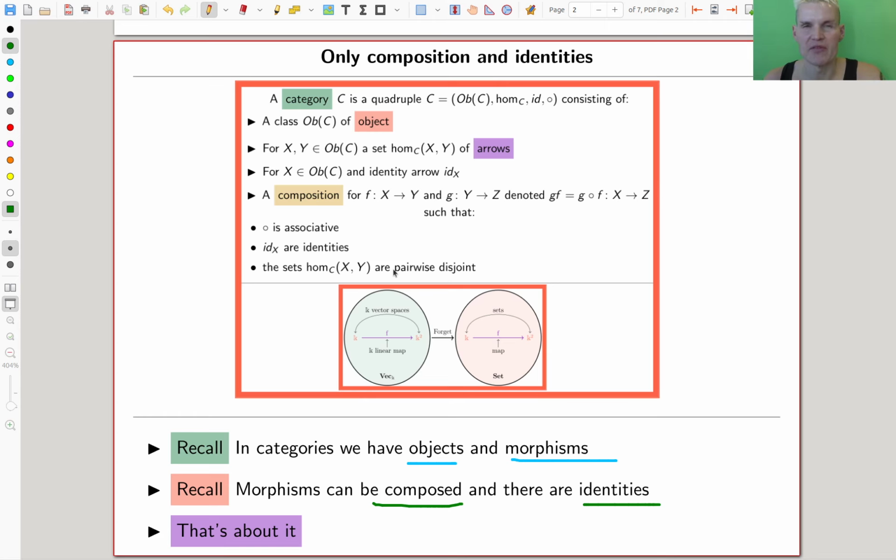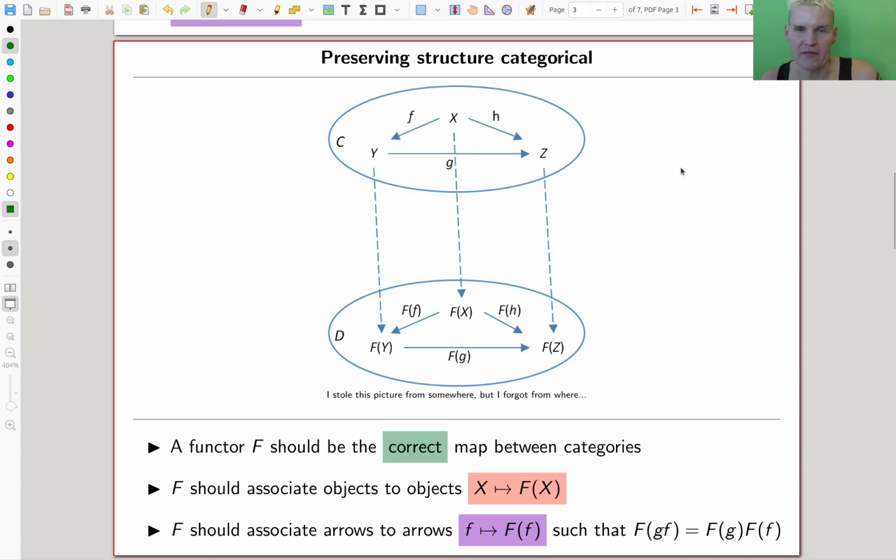So if you want to talk about a morphism of categories, you should do something to objects, you should do something to morphisms, and you should preserve composition. That's essentially what you have to do because that's the only information you're given, right? So that then has to be the correct definition. What could it be, right? The functor is just the name for a map between categories.